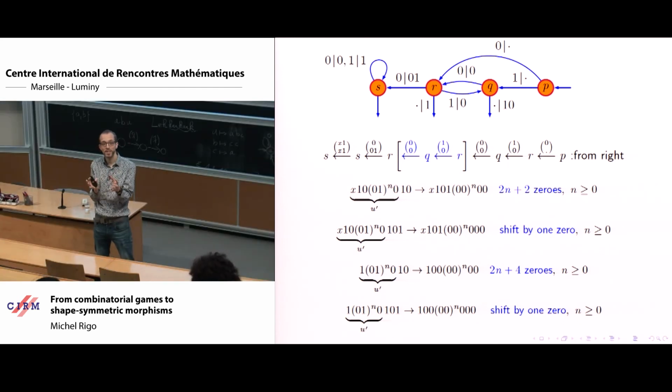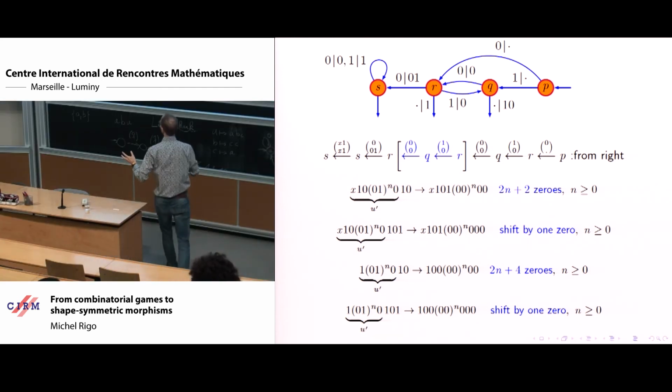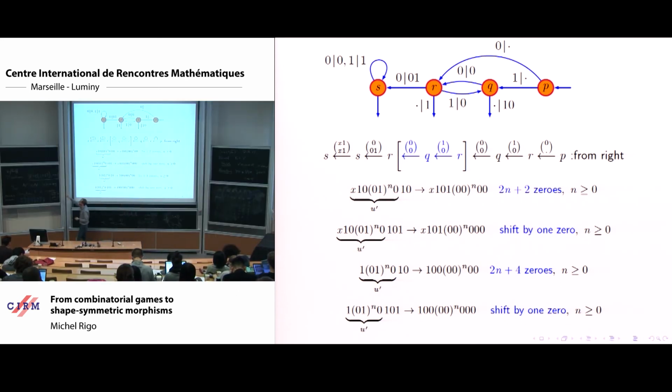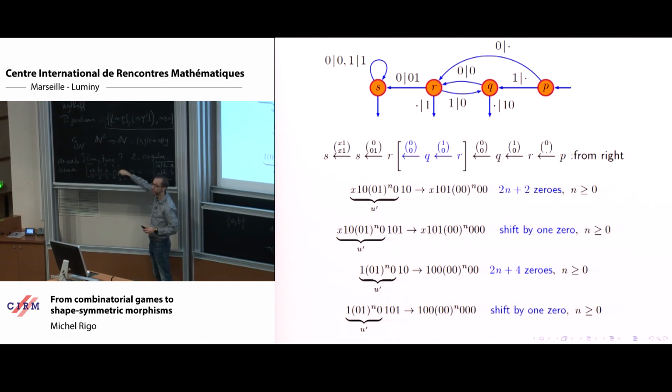So now putting everything together, I know all what I want. I know what the P positions are. I know that they are coded by the Fibonacci word.